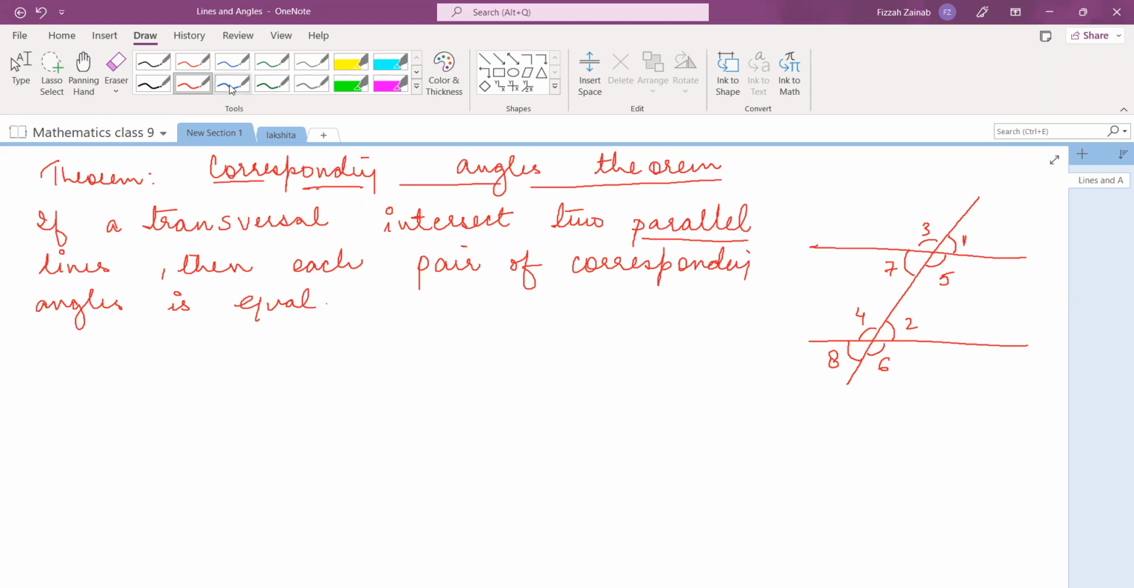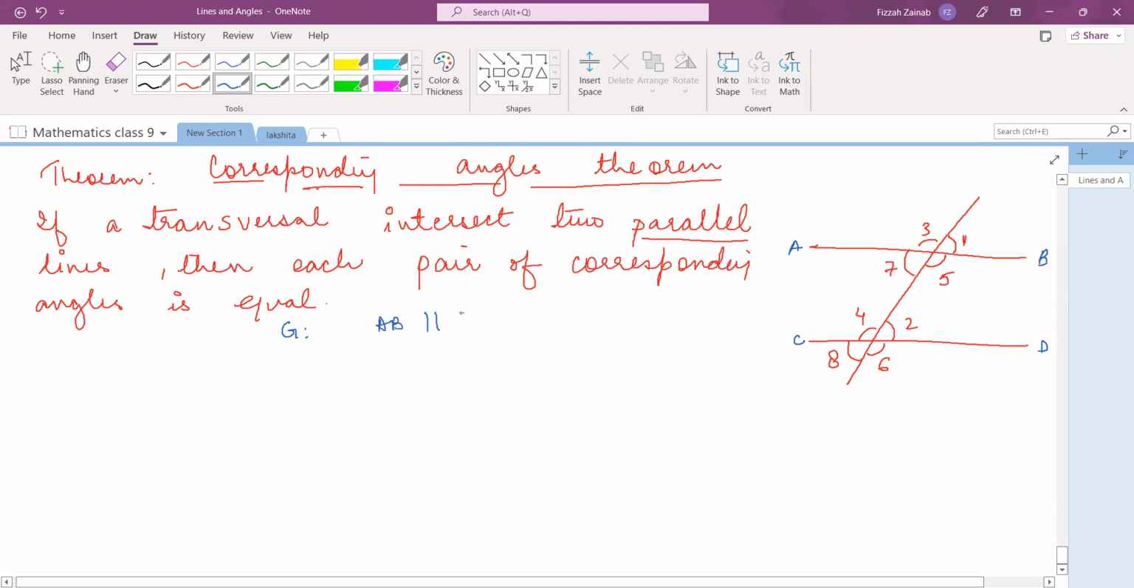That means, now what is given here? It is given that if these are the lines AB and CD, then AB is parallel to CD, right, Imad? And what does the theorem say? I mean, what is the result? The result is that all pairs of corresponding angles are equal. That means angle 1 is equal to angle 2, angle 3 is equal to angle 4, angle 5 is equal to angle 6, and angle 7 is equal to angle 8. This is the statement of the theorem.